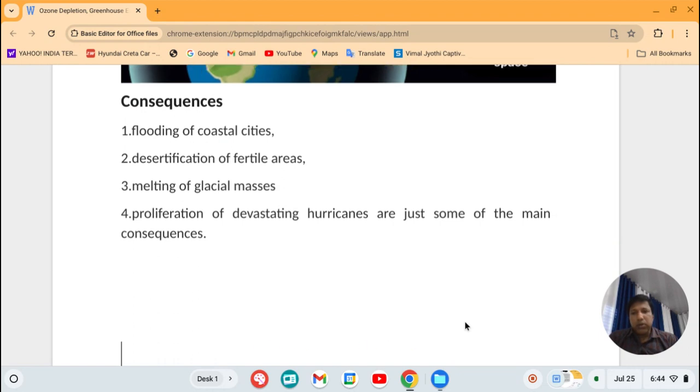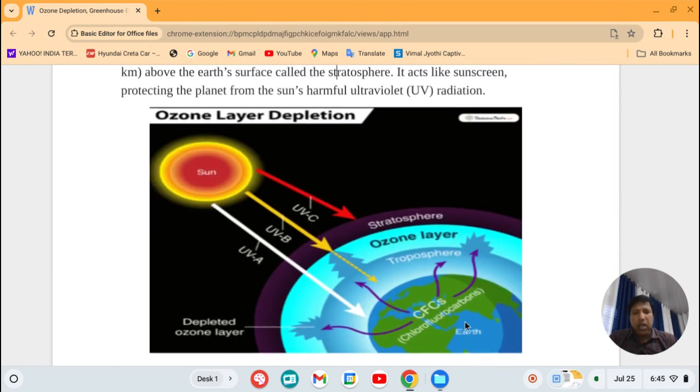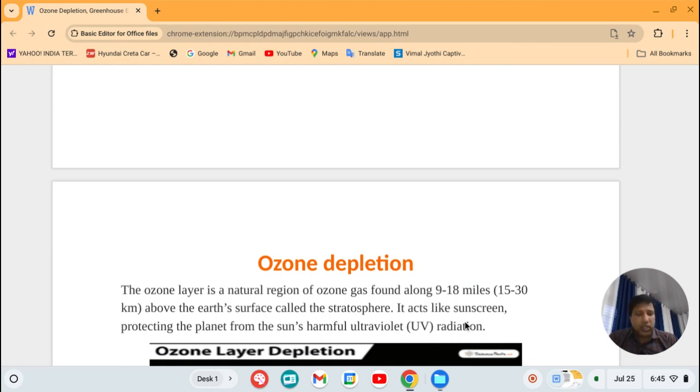Now one more term is ozone depletion. Actually, ozone is another form of oxygen. The ozone layer is a natural region present in the Earth's atmosphere called the stratosphere, at around 15 to 30 kilometers from Earth's surface. In the stratosphere, one layer is the ozone layer, which acts like a sunscreen, protecting the planet from harmful ultraviolet UV radiation.